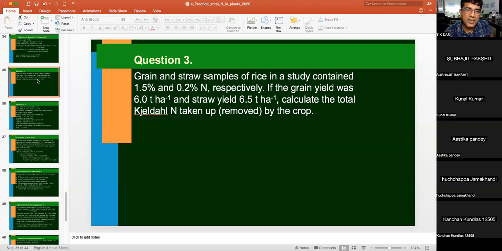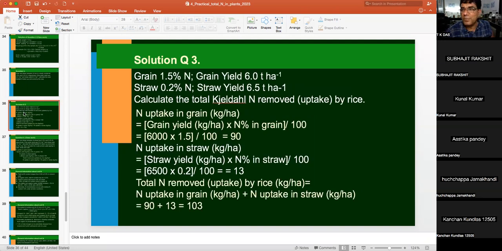You can say 6 ton means 6,000 kg. 6,000 kg into 1.5 divided by 100, so it will be 90 kg. And your 6.5 is 6,500 into 0.2 divided by 100. So if you calculate, it will be 13. Then it is 103. So no problem. We can make mistakes in calculations, but we can correct ourselves. There is no harm in learning.